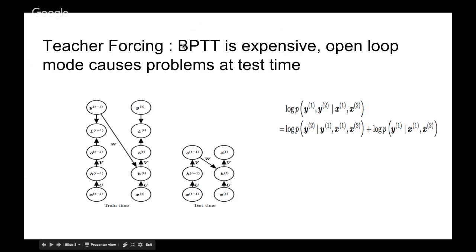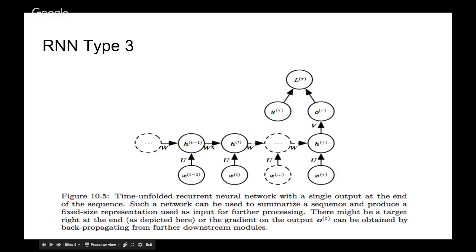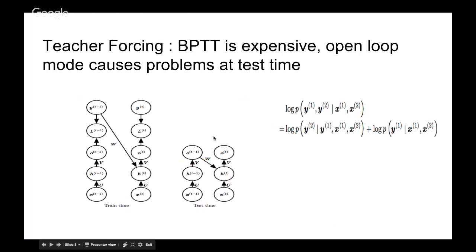So the trick to get gradients is called back propagation through time, BPTT, but it's an expensive operation. And if you have this kind of a network, then you don't have to do that. But the flip side is that you don't have a test time. It can cause problems. So at test time, the problem it causes is if you have not seen the type of inputs before, it does not give you good results.